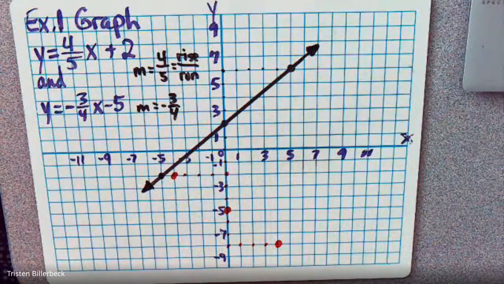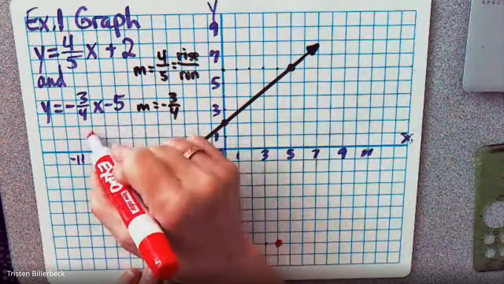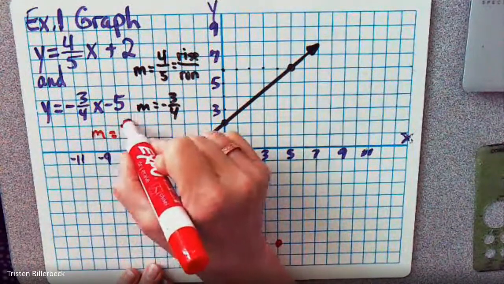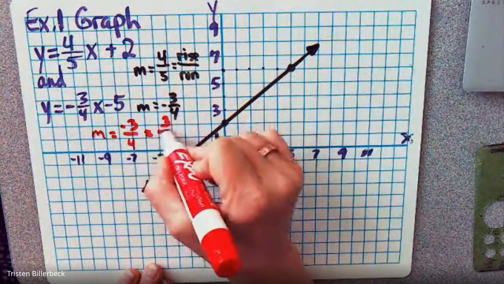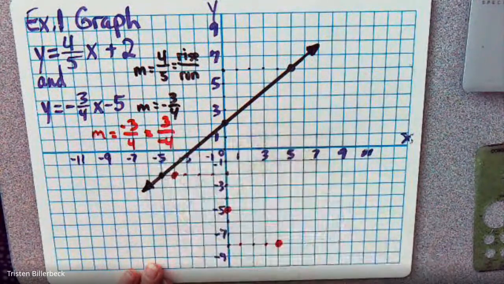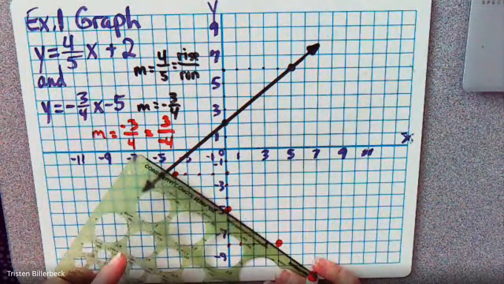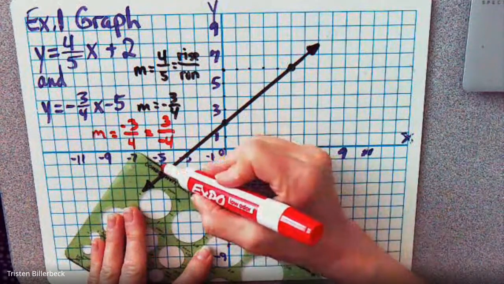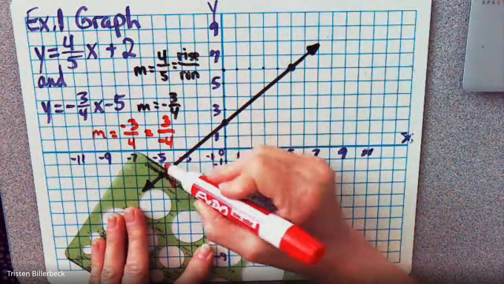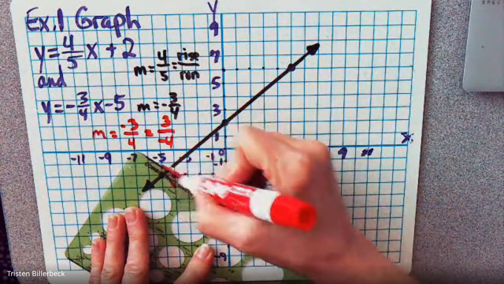So we don't worry about, is it going to be m equals -3/4, or is it 3/-4? You can do it either way when you're rising and running with a negative. Okay, so when we draw this line, it looks like this.